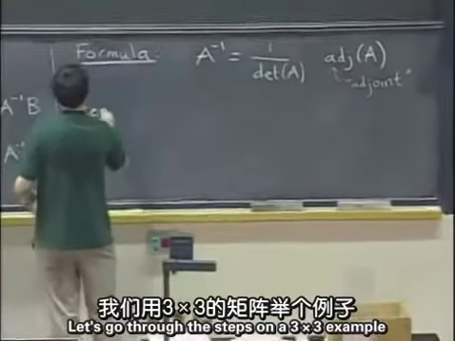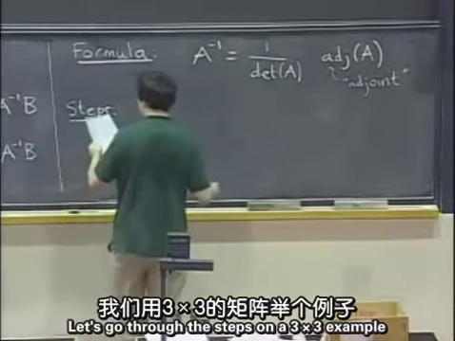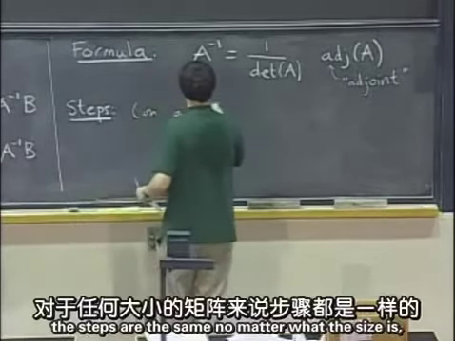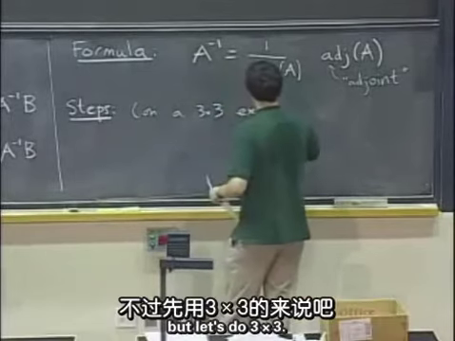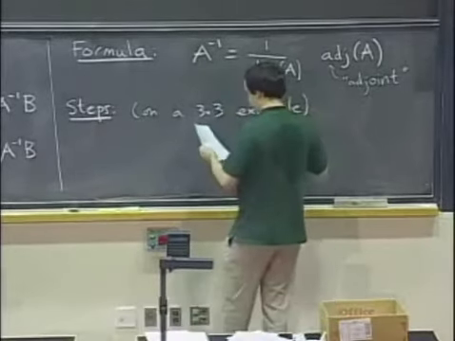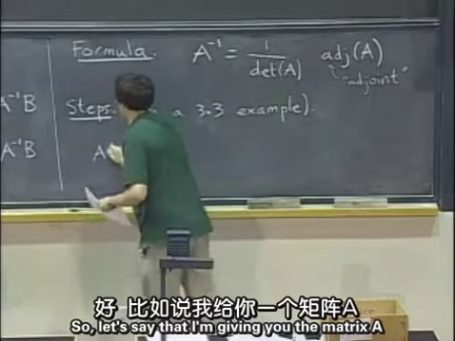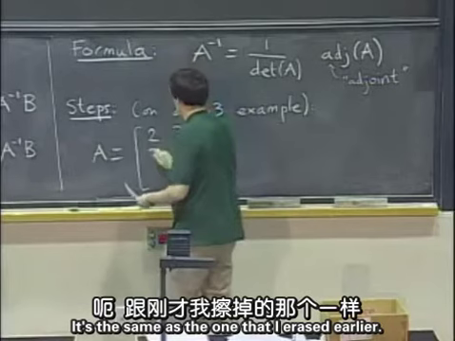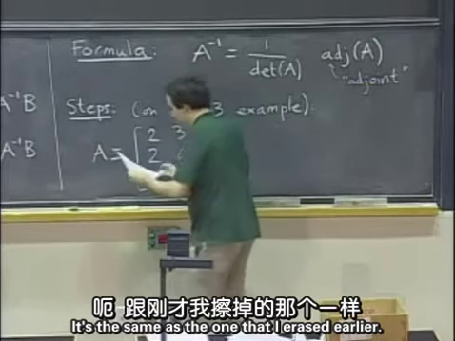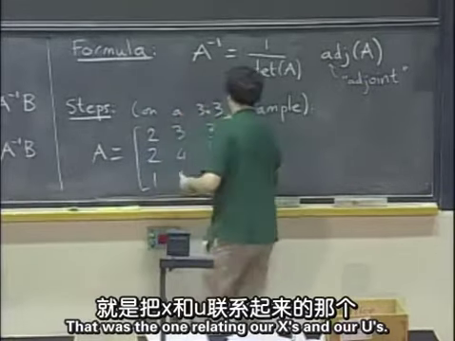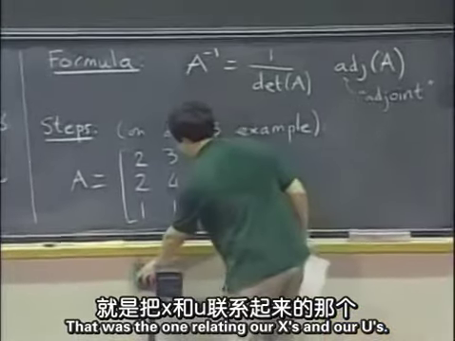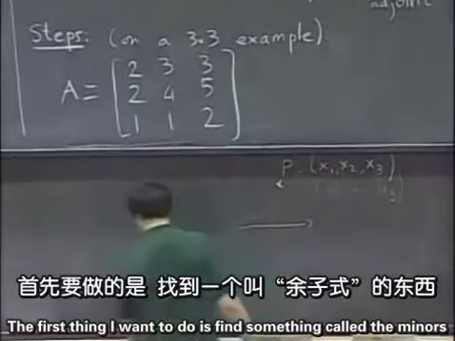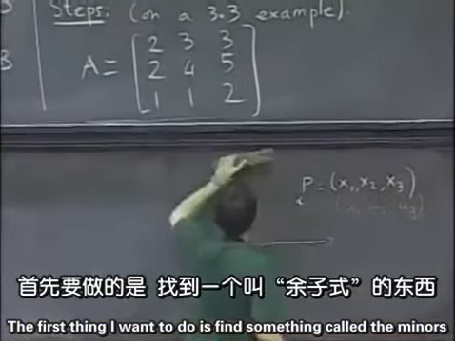So how do we get to the adjoint matrix? So let's go through the steps on a 3 by 3 example. The steps are the same no matter what the size is, but let's do 3 by 3. So let's say that I'm giving you the matrix A. Well, let's say it's the same as earlier, the one that I erased. So that was the one relating our x's and our u's. So the first thing I want to do is find what's called the minors.